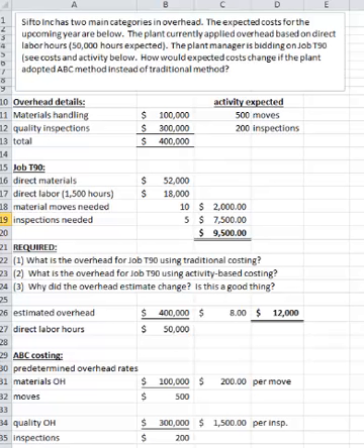Why did it change? The resource use when you base it on labor was different than the resource use when you base it on the number of moves and the number of inspections. So that caused a change in the amount of overhead assigned.